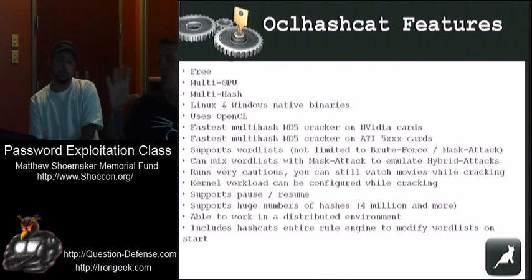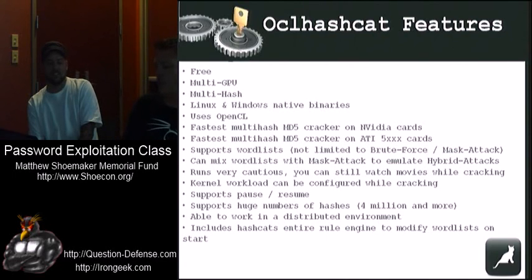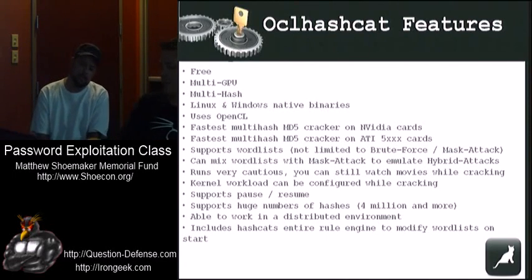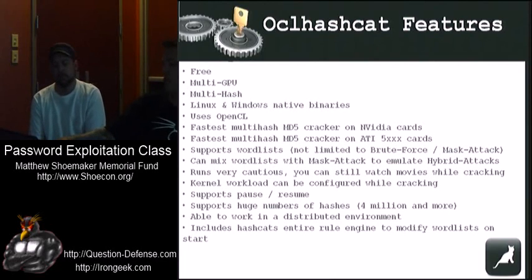So a nice of 1. Obviously, the cracker wouldn't run as fast, but you would still be able to work on your desktop. We don't run a desktop, so we're not worried about that. But some people do, so it's a nice feature to have. Anyway, it supports huge numbers of hashes. Obviously, you can load 4 million hashes at once, and I've tried that. It works. And it includes Hashcat's rule engine also, so you can use the same rules.